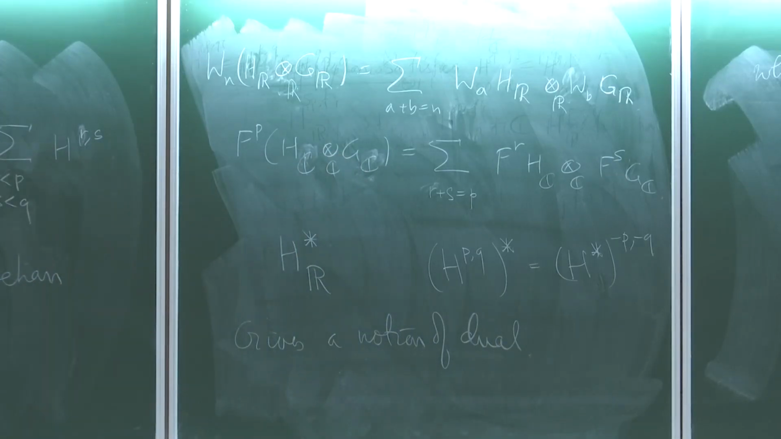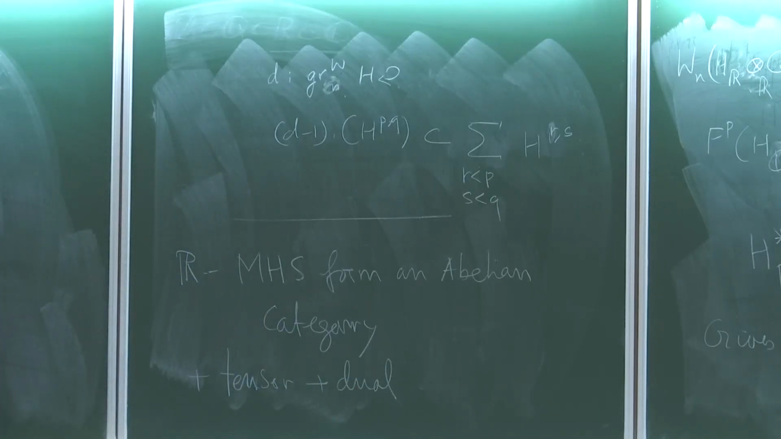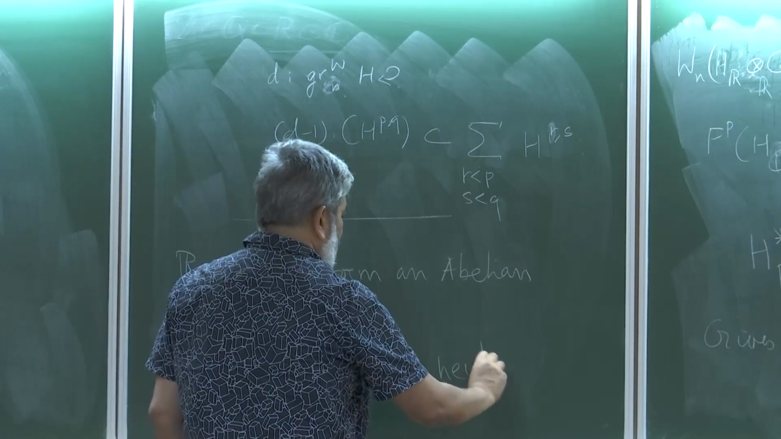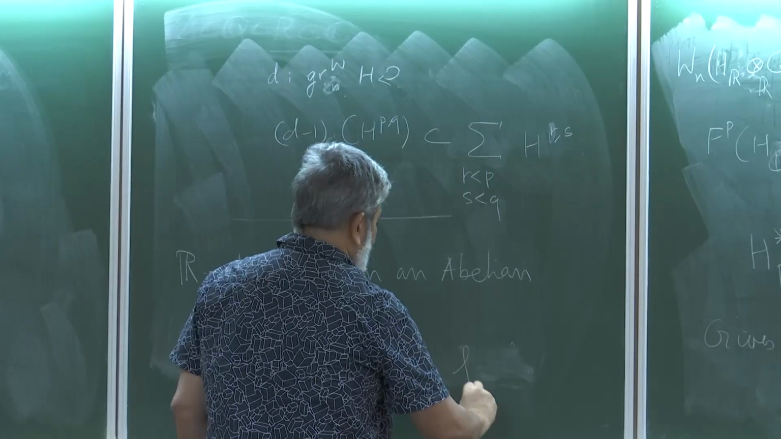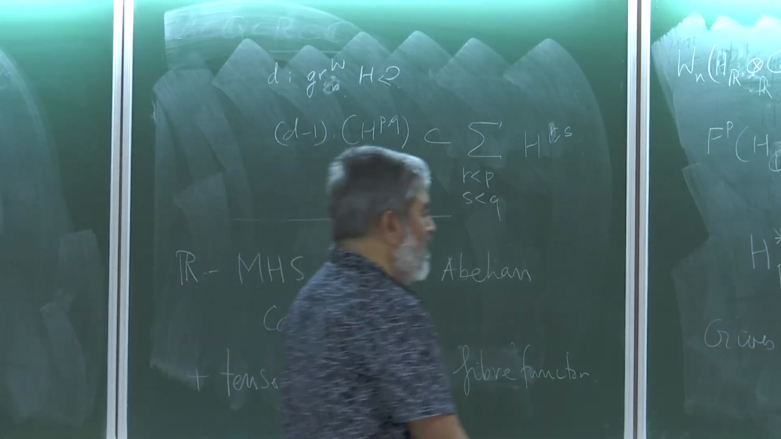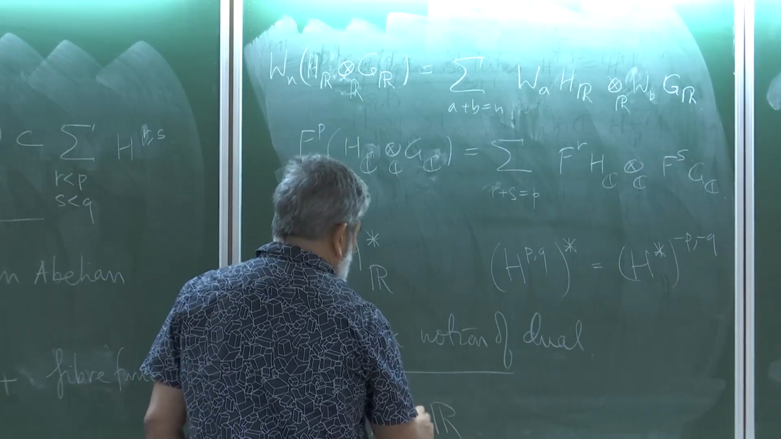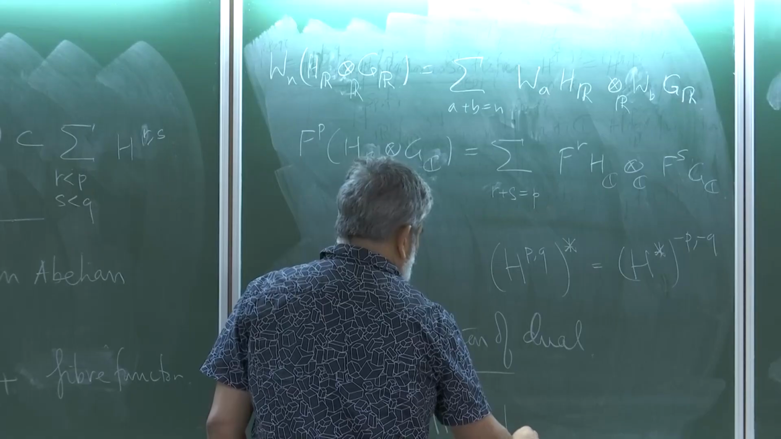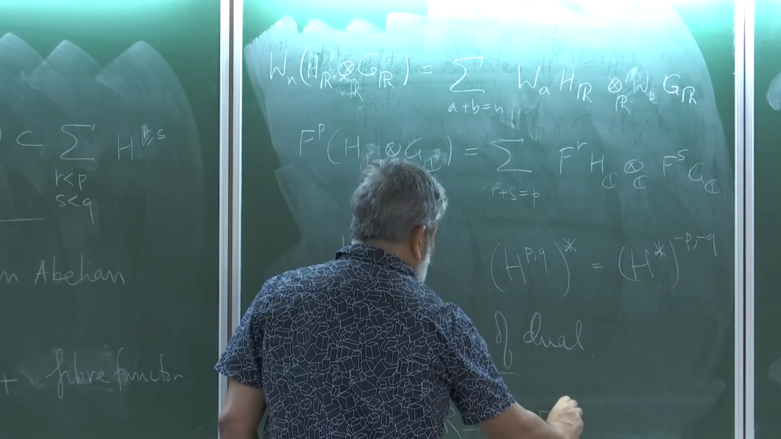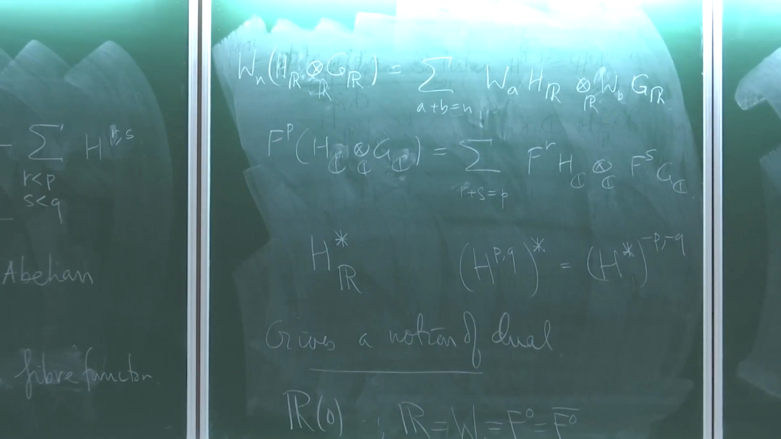Okay. So not only is it true that you have an abelian category, but you have an abelian category plus tensor, plus dual, and plus what is called the fiber functor. R(0), which means one-dimensional. This is a one-dimensional R itself with the trivial filtration where R is equal to W_0 is equal to F^0 is equal to F^0 bar and so on, right? And all the others appropriate. Right? Yeah, filtration jumps.